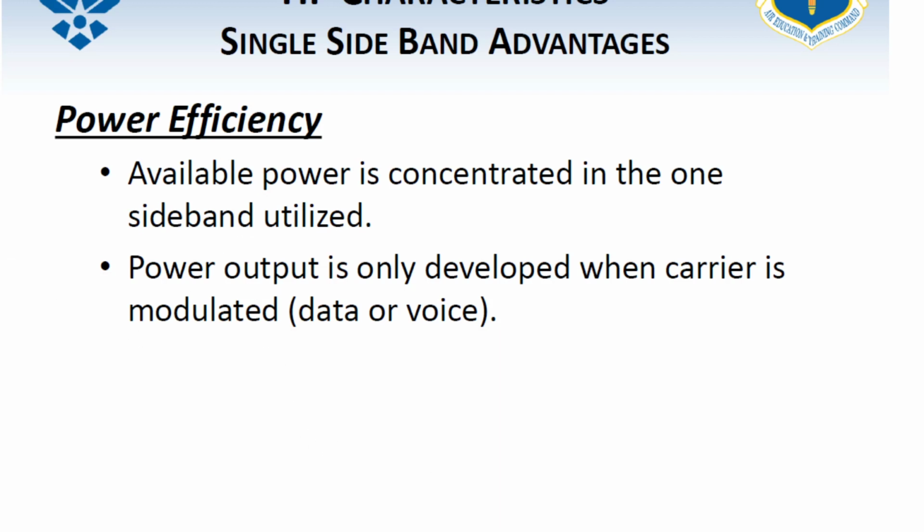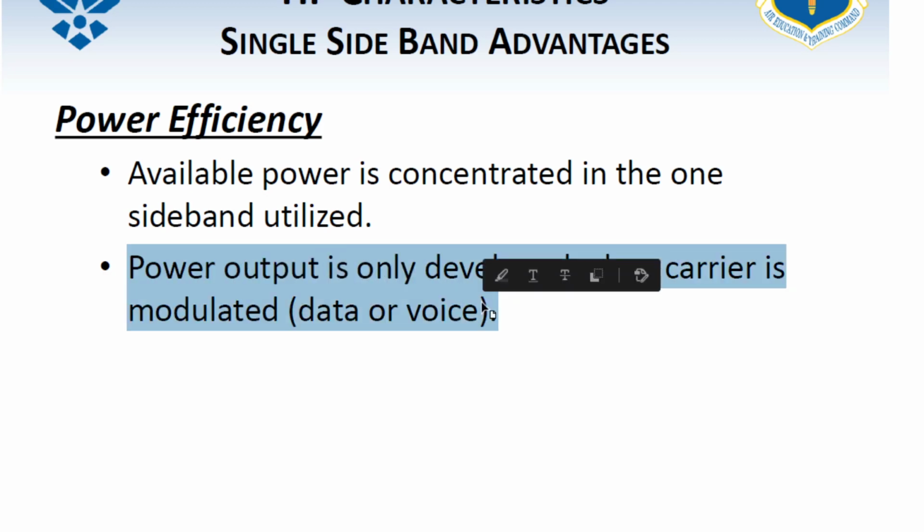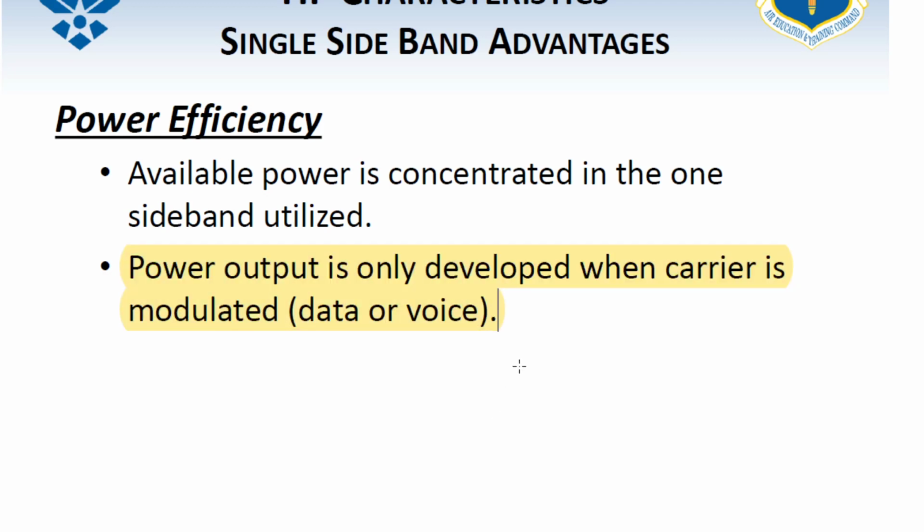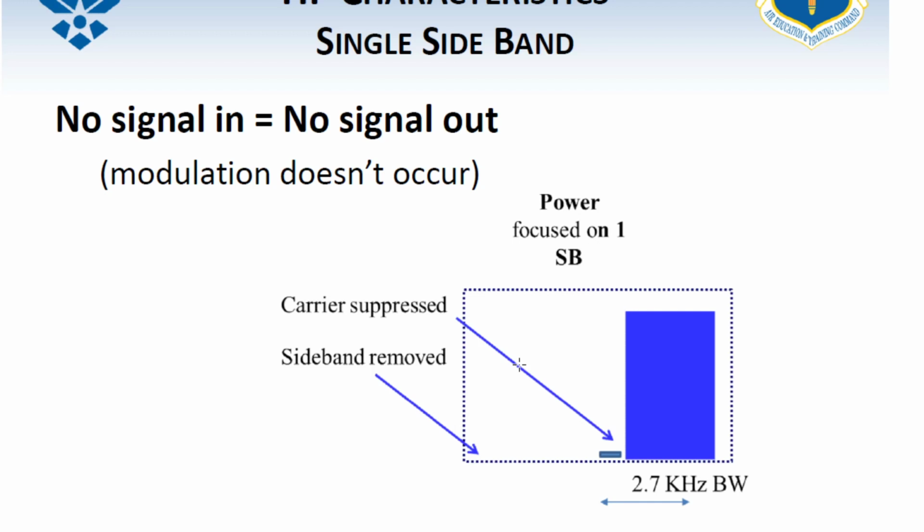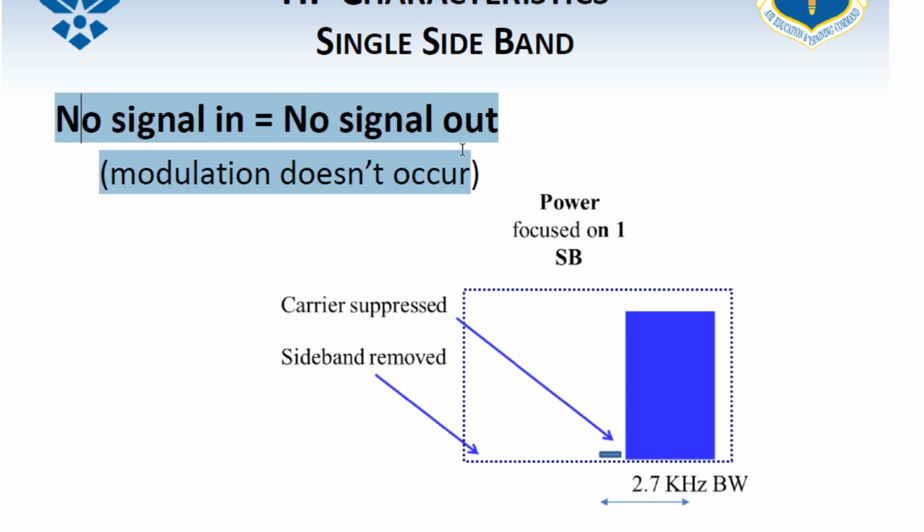So another advantage is its power efficiency. Available power is concentrated in the one sideband utilized, and power output is only developed when the carrier is modulated, which is the voice or data. And what is another fun term for voice or data? Information. Intelligence, absolutely.